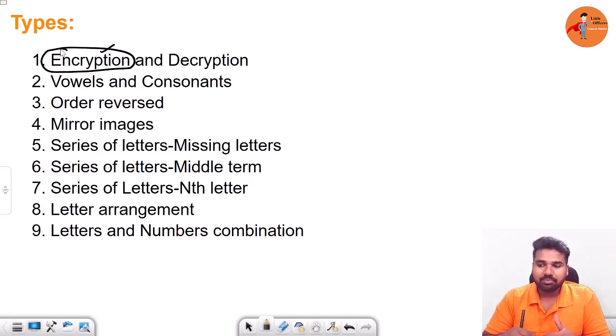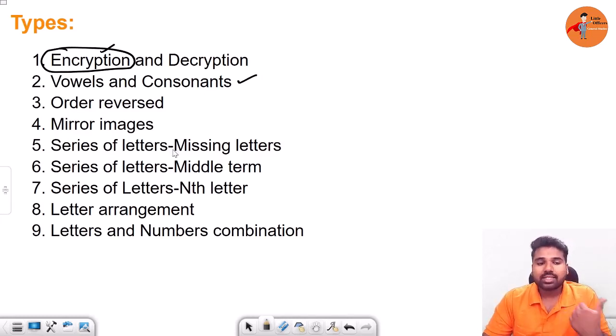Sometimes there is a pattern when they are assigning the numbers to it, or there is a sequence of it. That is what we need to find. We have some of the examples, we will look at them. Then second is vowels and consonants and their reverse order or their mirror images. These are all the things that have been asked so far.